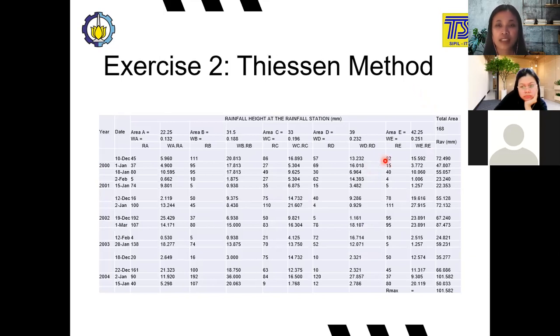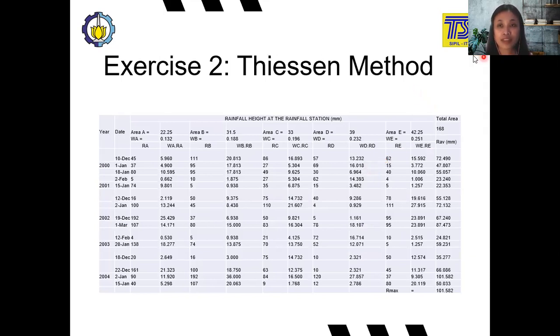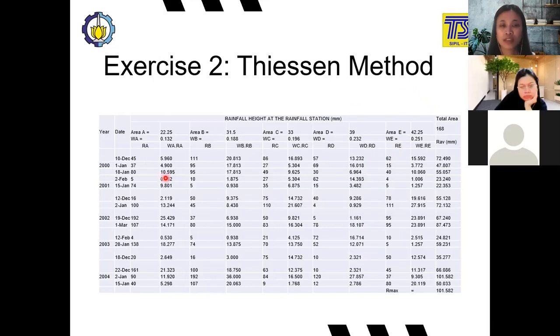And regarding the second exercise, we have the Thiessen method exercise. For this Thiessen method, most of you answered the calculation correctly, but a lot of you didn't draw the Thiessen polygon correctly. Here we have the data of the rainfall height at each rainfall station. We have 5 rainfall stations, and from each rainfall height, we have to calculate the weighting factor of each rainfall station times the rainfall height of each station on each date.